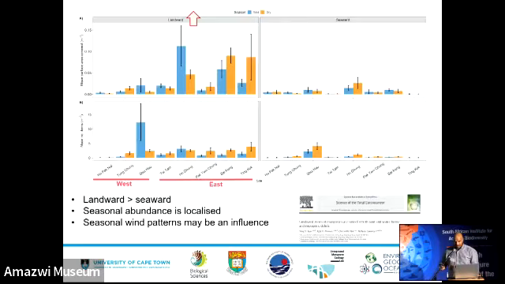What we found was that seasonally, this abundance of marine debris is localized. So you have to go to the site. You have to look at the site. It's not a general pattern. And what we think is that the seasonal winds could be an influence in depositing debris in these individual mangroves, because Hong Kong is influenced by the East Asian monsoon, which brings very strong northerly winds coming from mainland China, whereas in the wet season, you have very weak southeasterly winds. So this could be a factor.